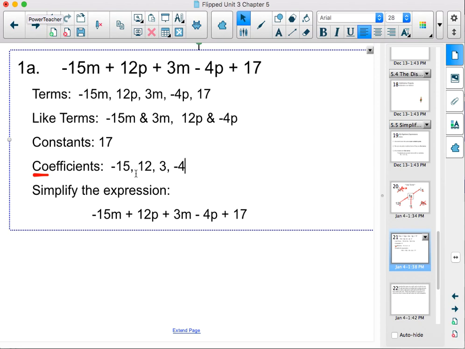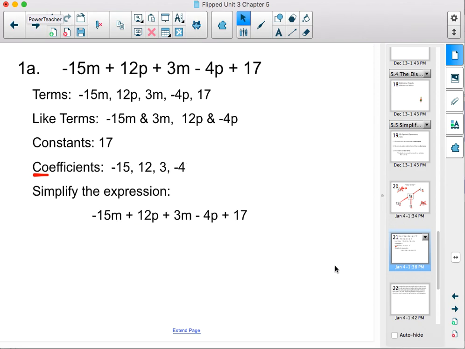Review those vocab words very heavily tonight. Make sure you know what they are for tomorrow, okay? Coefficient works together with a variable. Co means to work together. So those are our coefficients. Last thing we are asked to do is to simplify the expression.